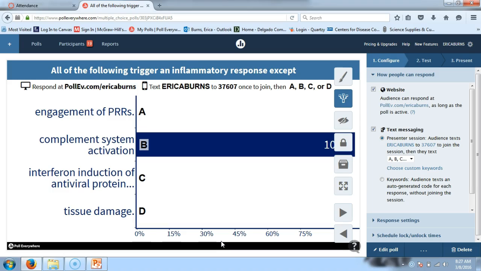At the end of each chapter, y'all, there are questions. They'd be good ones to read over and try to answer. So here's one. This is straight from the back of the chapter of your book. So all the following trigger inflammation response except.